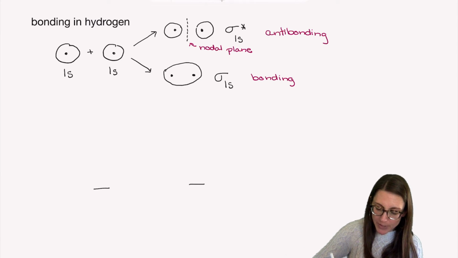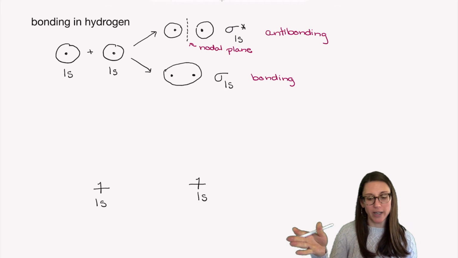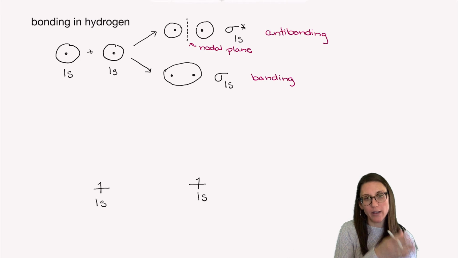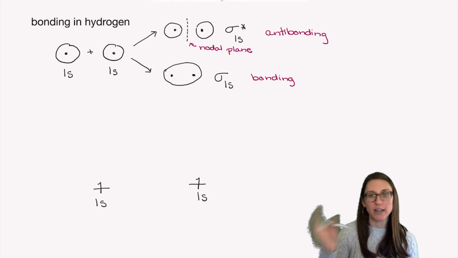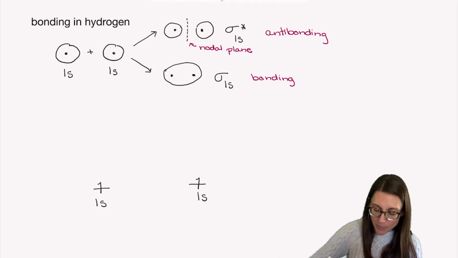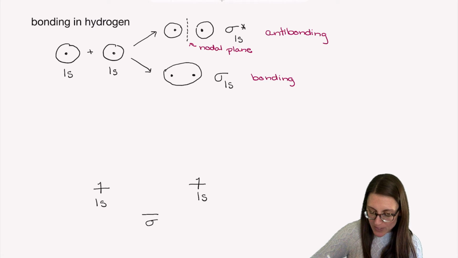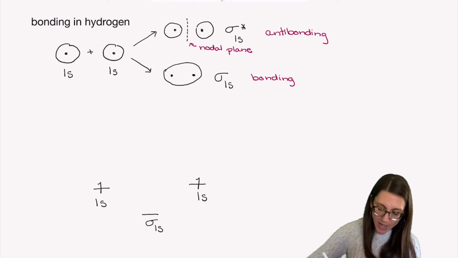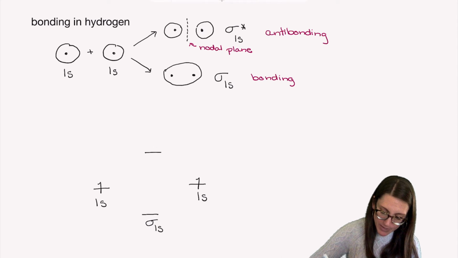For these, we typically set it up where we have each atom we're starting with and their electrons separated. So we see I have one atom with one electron in the 1s and another one with an electron in the 1s. And then when these combine, we are going to demonstrate that we have a bonding orbital with lower energy. This is my sigma 1s. And then I have an anti-bonding orbital that is my sigma star, 1s.